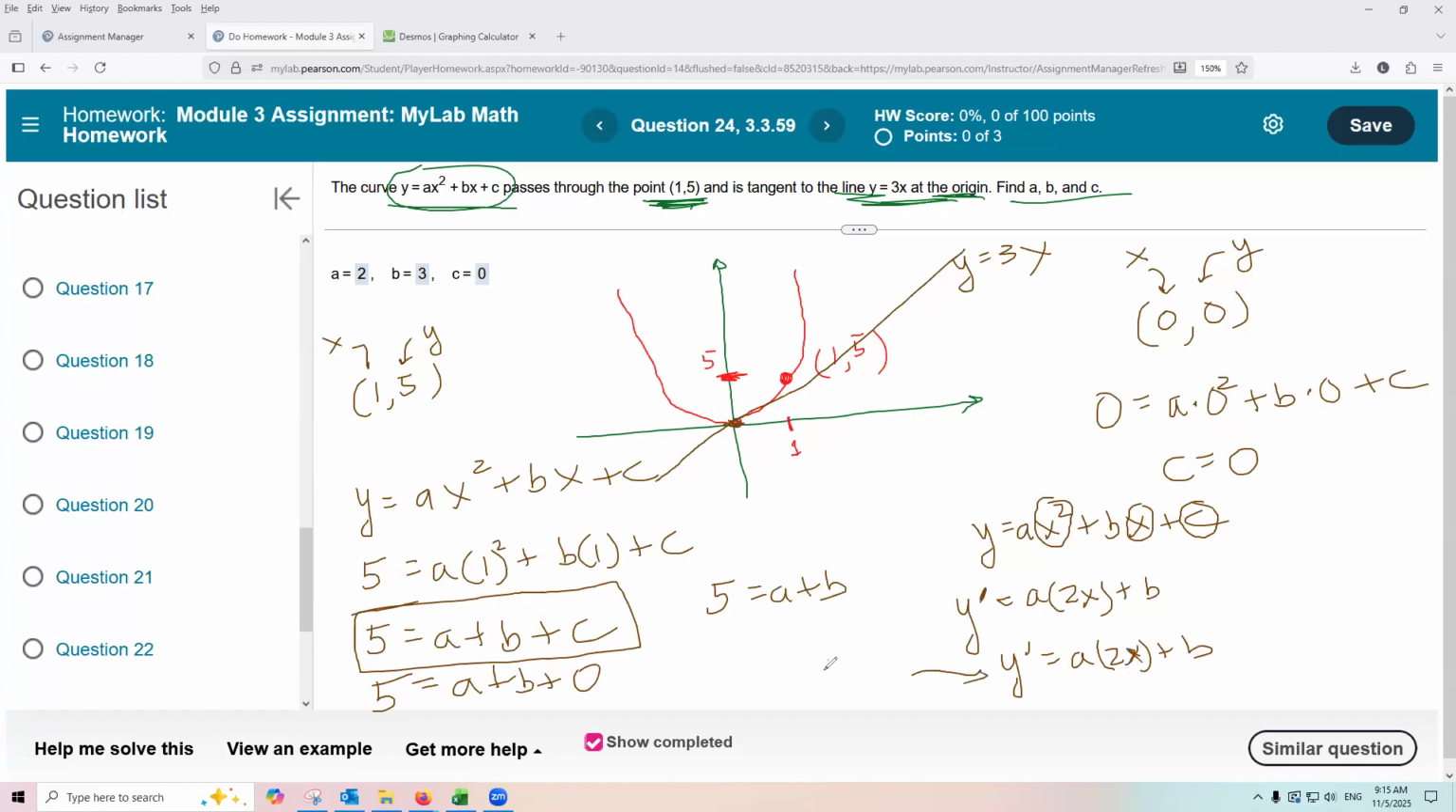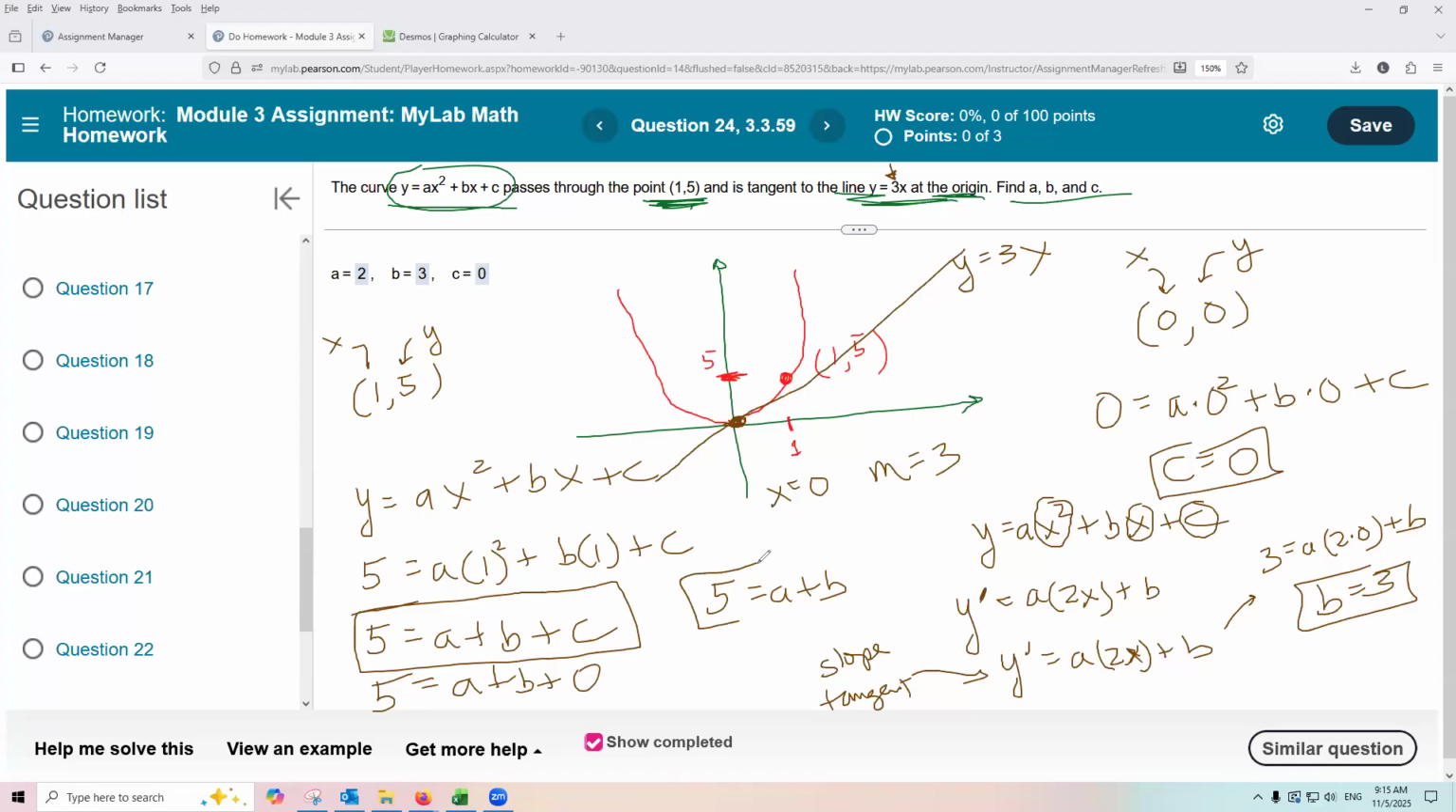But remember, y prime is the slope of the tangent line. And at the point 0, 0, when x equals 0, the slope is 3 based on the line they're giving me. So from that, I can write 3 equals a times 2 times 0 plus b. Well, that means b equals 3. But if b is 3, I can come back to this equation and conclude that a must equal 2. We replace b with 3, so a equals 2. So now I have my results: a is 2, b is 3, c is 0.